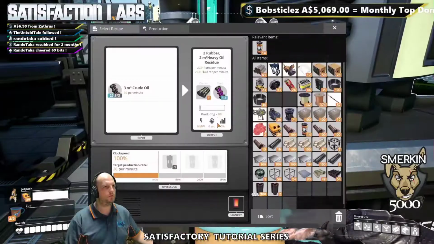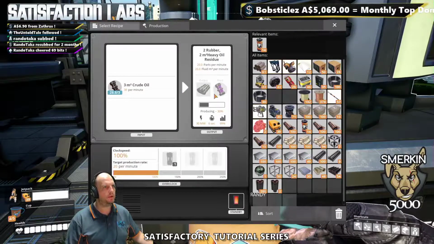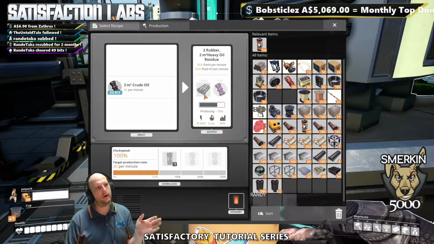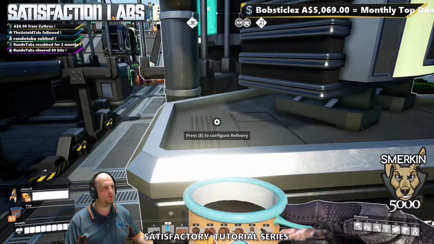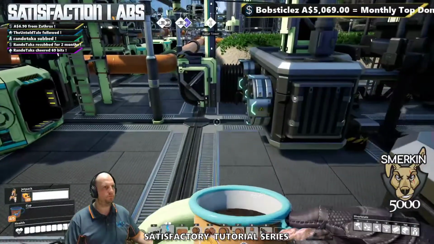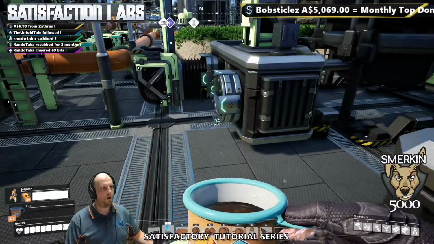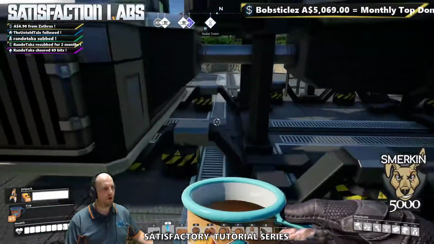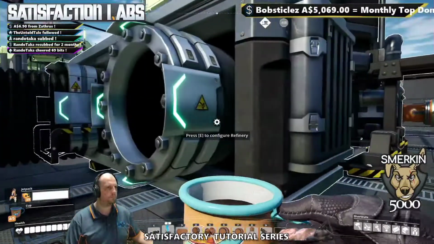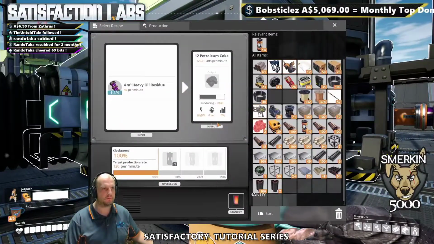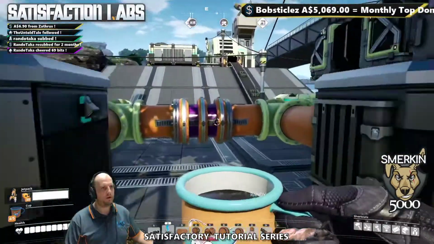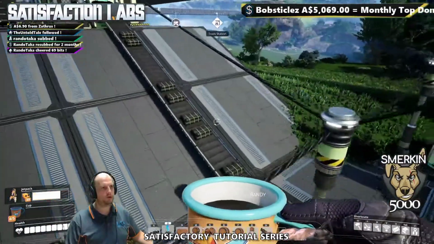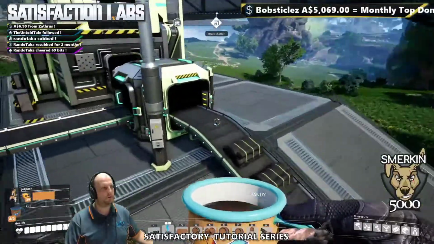Okay, so that crude oil process is powered on, and this is making rubber and heavy oil residue fluid. It's the heavy oil residue fluid that is required to make the coke, because we need the coke for another part of the production process. So here is the coke being made. The rubber I don't care about. Rubber, whatever. It's the byproduct.